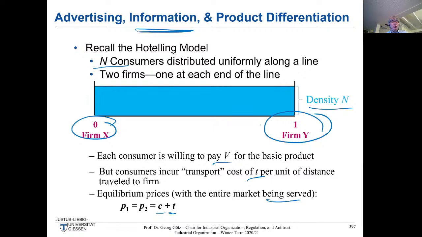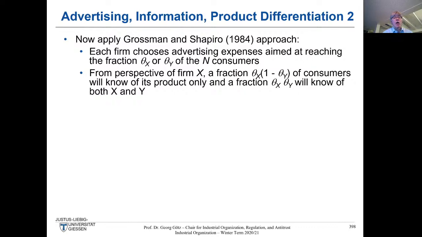And now we want to look into how Grossman and Shapiro modeled here advertisements and the informational content of advertisements. So what Grossman and Shapiro assumed is that each firm can choose to advertise. And the point is here, advertising here is really informative. It informs the consumers about the existence of the shop. Okay, if you don't advertise that you have a new döner stand somewhere, they just don't know and they would not go there. Okay, so what they assume is that the firms can choose theta X and theta Y, which is the share of consumers which is informed.